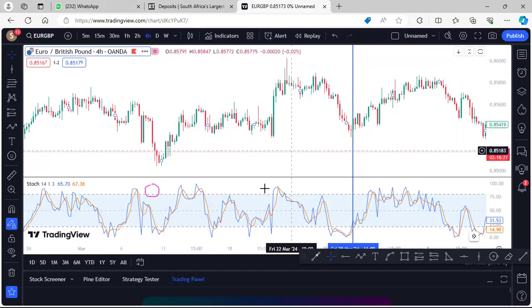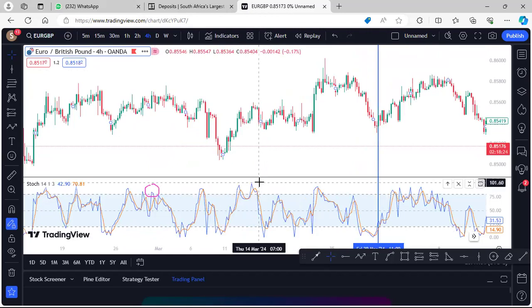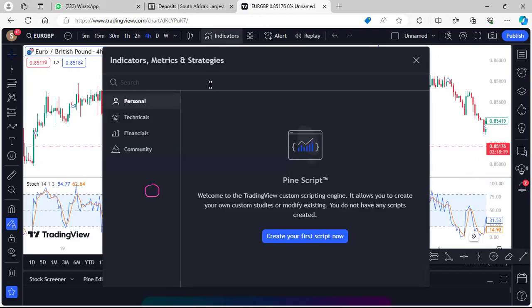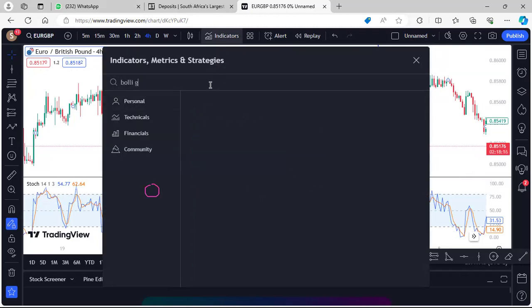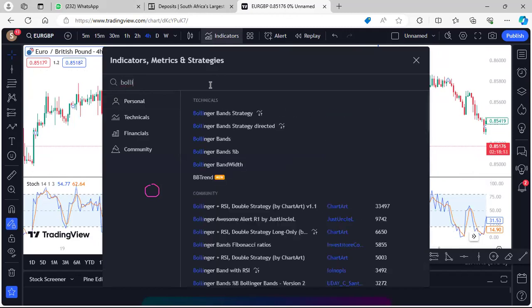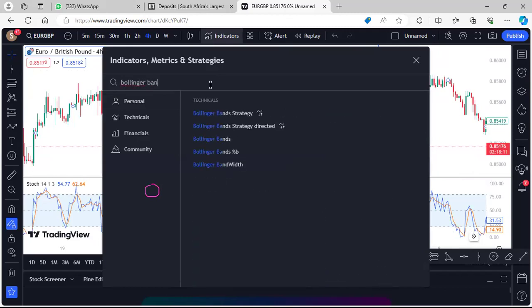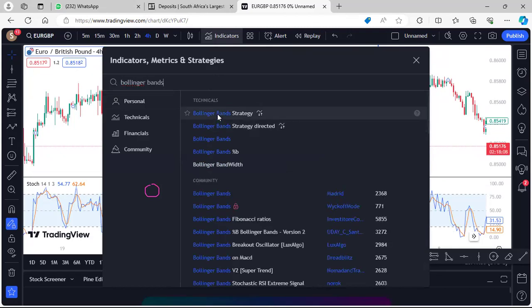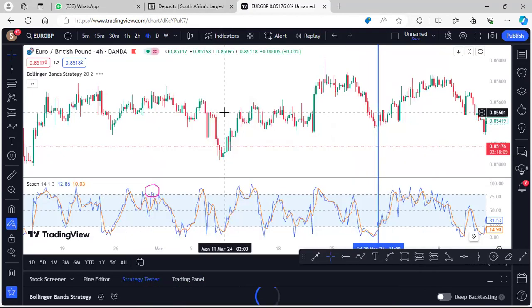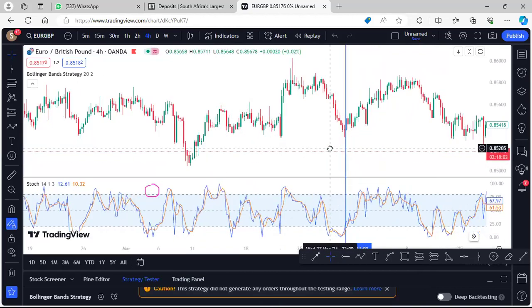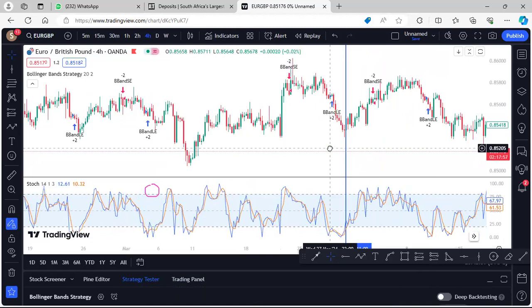Okay. The next thing that we look at is the Bollinger Bands. You can search for it here, Bollinger Bands. You just search for it there. Bollinger Band, like a music band.